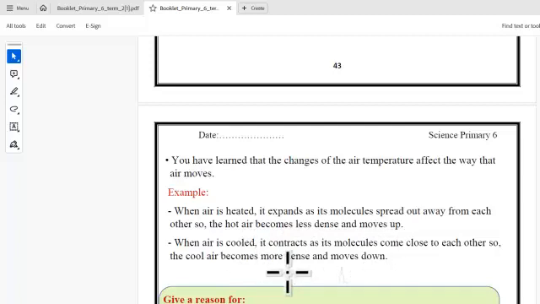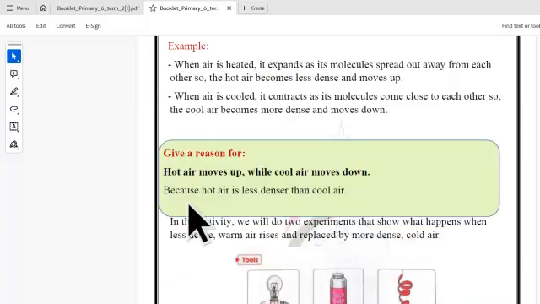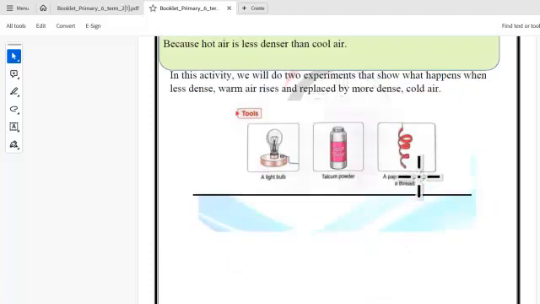When air is cooled, it contracts as its molecules come close to each other, so the cooled air becomes more dense and moves down. Give reason: hot air moves up while cool air moves down because hot air is less dense than cool air, like a convection current. In this activity, we will do two experiments that show what happens when less dense warm air rises and is replaced by more dense cold air.